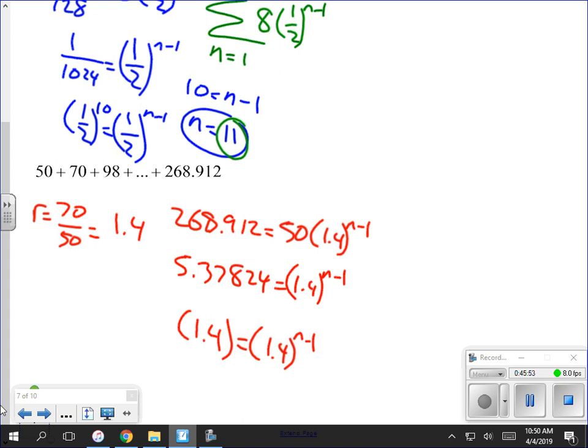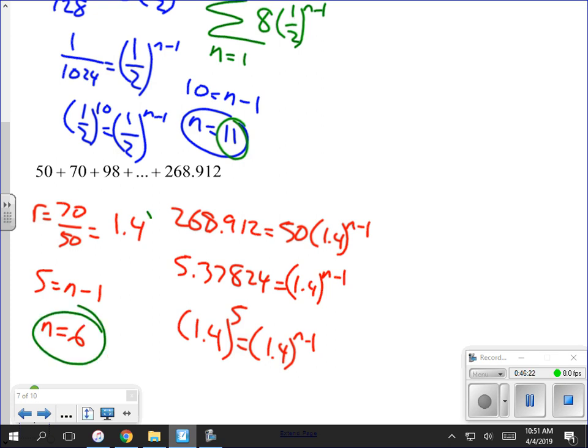1.4 to the 5th power. And that's it. I got lucky on the second try. It's dead honest luck. I tried 10, 10 was too big, so I plugged in 5. So n equals 5 works. So 5 equals n minus 1, so n equals 6.